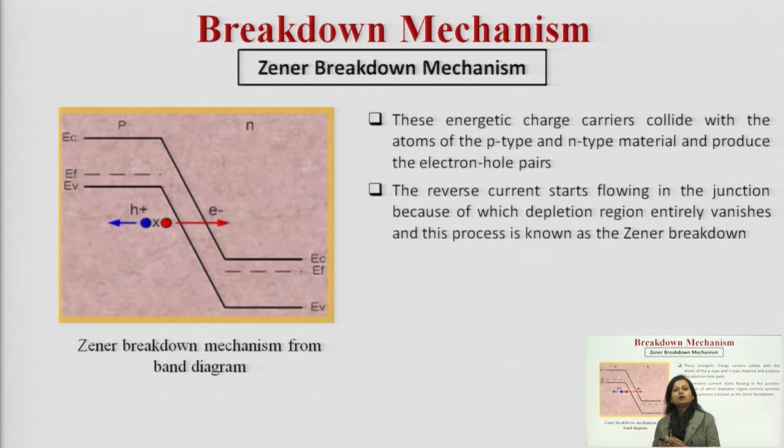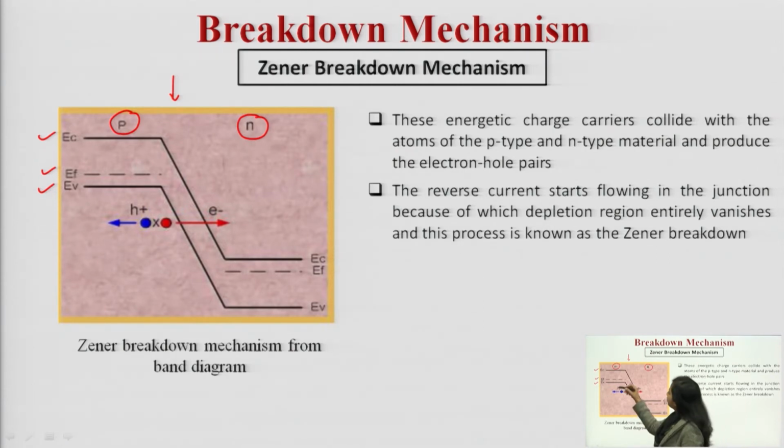Now let us see how to plot the energy band diagram in the case of Zener breakdown. This Zener breakdown mechanism can be explained with the help of the energy band diagram. A PN junction is shown here, and this is the point of the junction. P-type semiconductor is joined with N-type semiconductor. Here you can see EV, the energy level of the valence band, EC, the energy level of the conduction band, and EF, the Fermi level. You can see that in the P-type and N-type, the valence and conduction bands are not aligned.